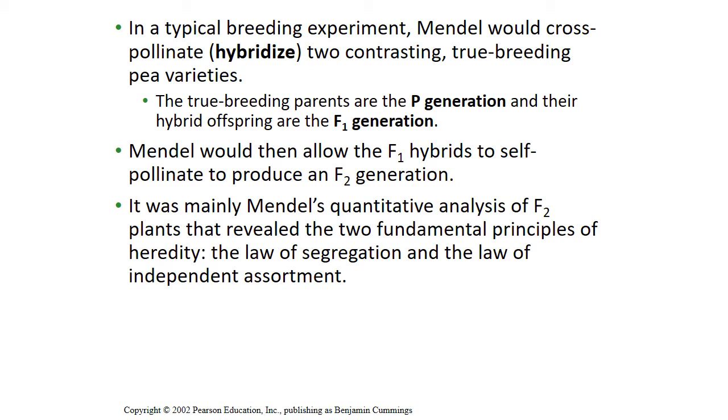In a typical breeding experiment, he would hybridize two contrasting true breeding pea varieties, so he would get the F1 generation. And it was through his quantitative analysis, his data analysis of the F2 plants, that revealed two laws that are principles of heredity: the law of segregation and the law of independent assortment.